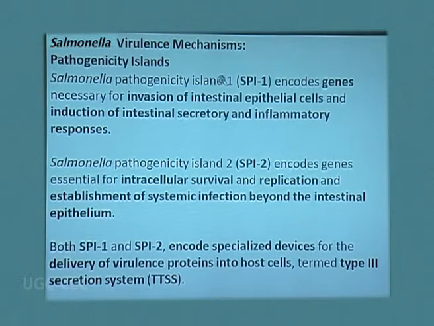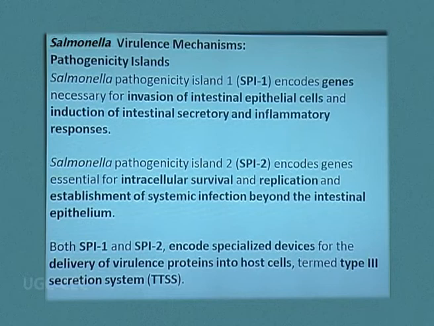On the other hand, SPI2 encodes genes essential for intracellular survival and replication, as well as establishment of the systemic infection beyond the intestinal epithelium. Now, it is interesting to know that both SPI1 and SPI2 encode genes for a type 3 secretion system, that is the device used by the bacteria to inject its own virulence factors inside the host cell cytoplasm and thereby modulate the cell biology of the host cell in its own favor.